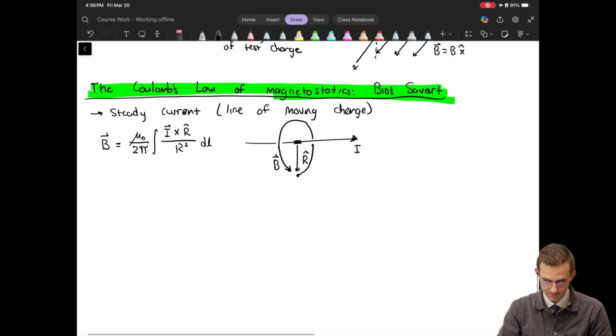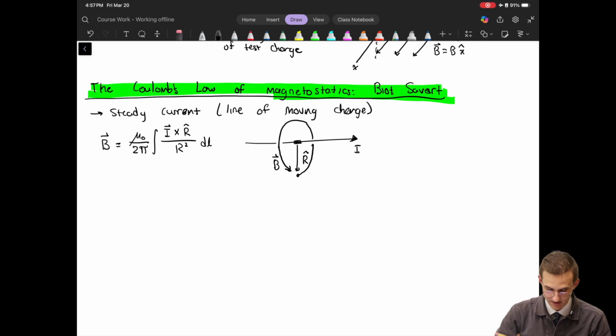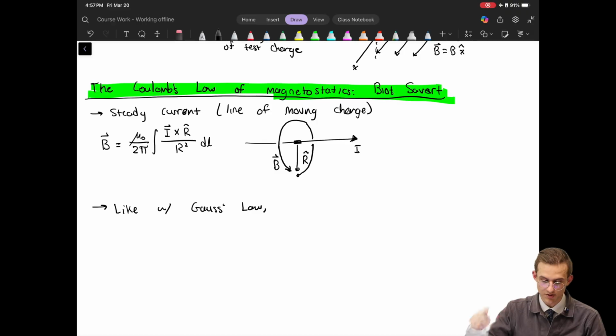So now we're going to develop another one of Maxwell's laws, in a very similar way to Gauss's law. And as you might guess, we're going to have to invoke another one of our integral theorems, in this case, Stokes' theorem. And so, like with Gauss's law, we're going to draw a circular path around a line of current going into the page, okay?